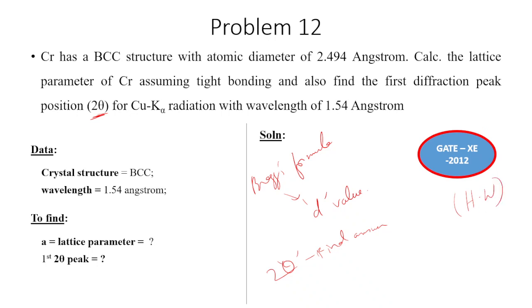Sir, we could calculate theta by applying the sine inverse value. Yeah, exactly. But the final thing should be 2 times your theta, because it says 2 theta. It was mentioned specifically in the question: find the first diffraction position 2 theta for copper K alpha radiation.